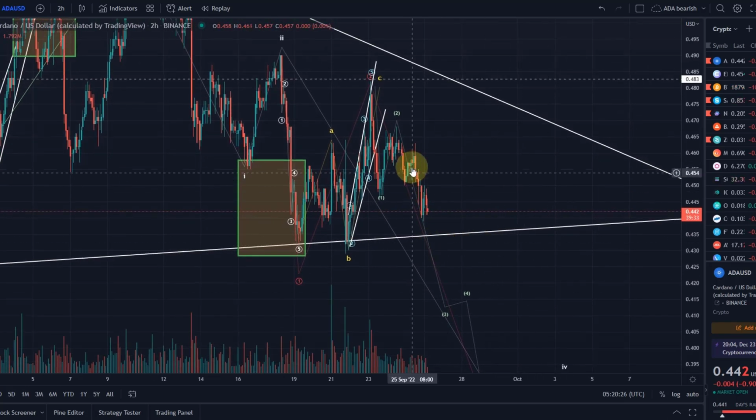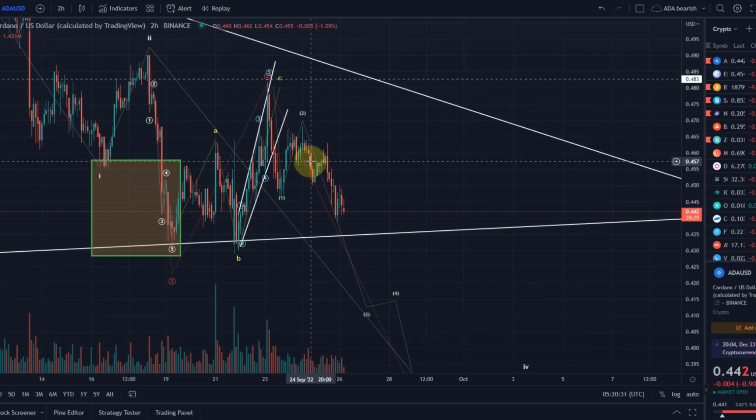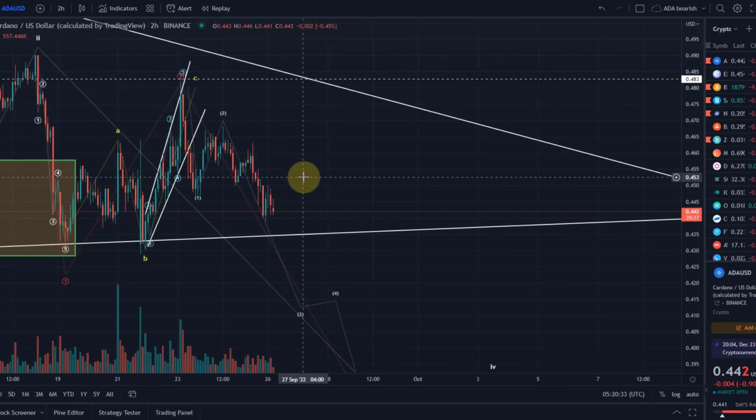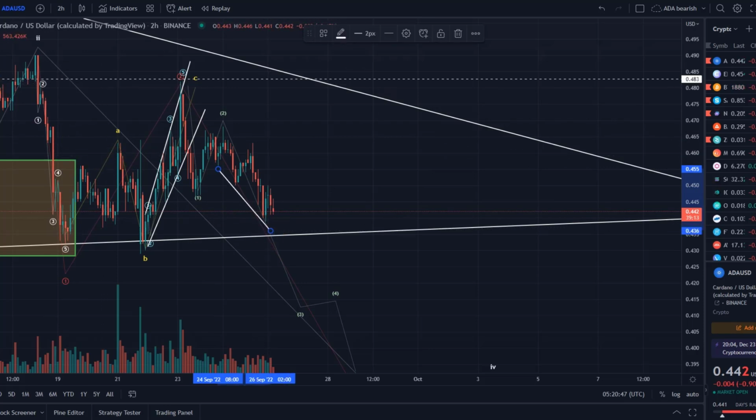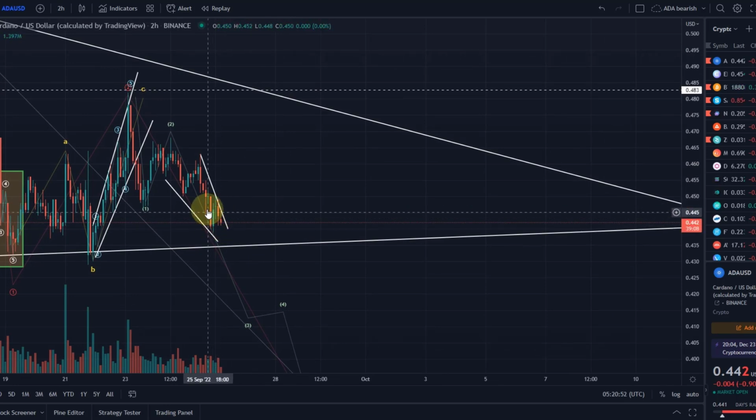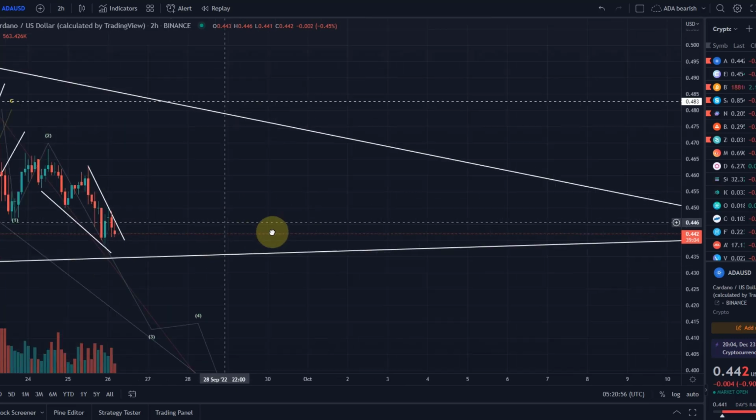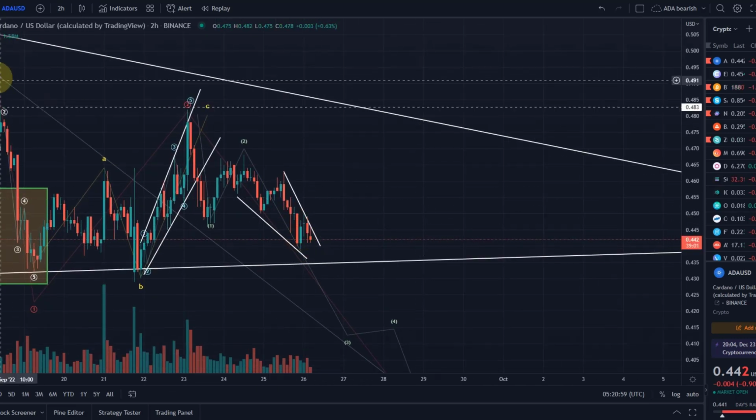So what we can see here, this move down could be a completed leading diagonal in a wave 3. Why? Because we can count it nicely as a 1, 2, 3, 4, 5 pattern. Some people might call that a wedge. So in here, something that you would consider a wave 1 of a wave 3. And then we would expect here a wave 2 to the upside.